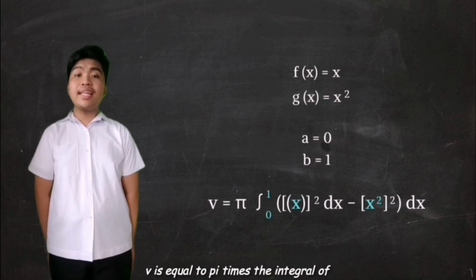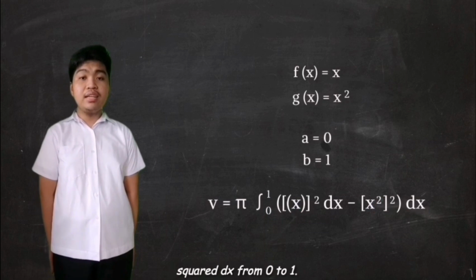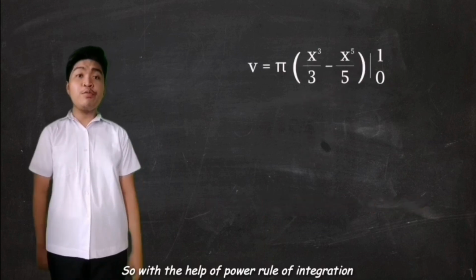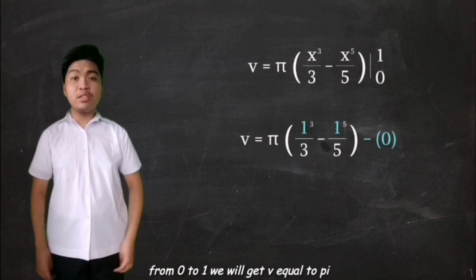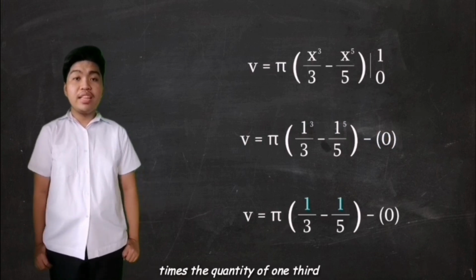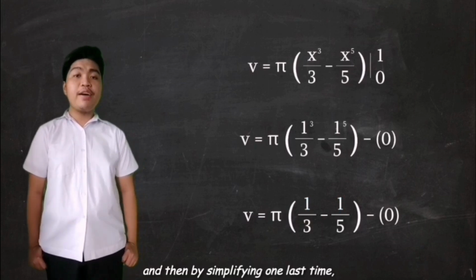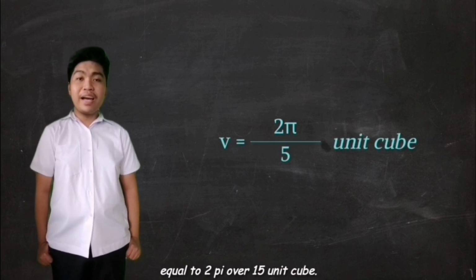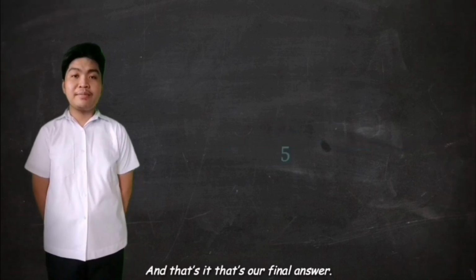V is equal to pi times the integral of the quantity x squared minus the quantity x squared, squared, dx from 0 to 1. So, with the help of power rule of integration and by evaluating the equation from 0 to 1, we will get V equal to pi times the quantity of 1/3 minus 1/5 minus 0. And then by simplifying one last time, we will come up with V equal to 2 pi over 15 cubic units. And that's it. That's our final answer.